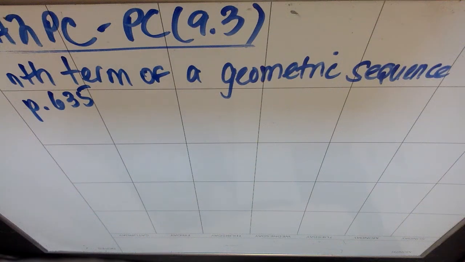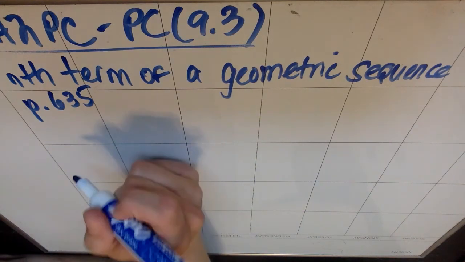Honors Algebra 2 Pre-Calculus. We're doing Pre-Calculus section 9.3, which is geometric sequences and series. And in this video, we're going to talk about the nth term of a geometric sequence, which is on page 635 of your textbook. So before I give you the formula that's on page 635, let's logic through this again.